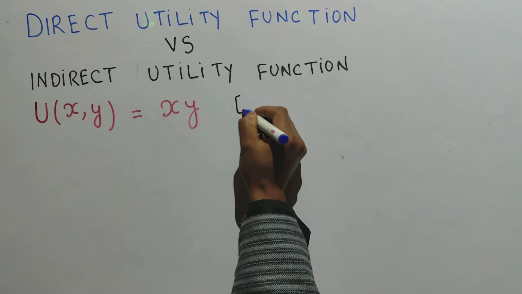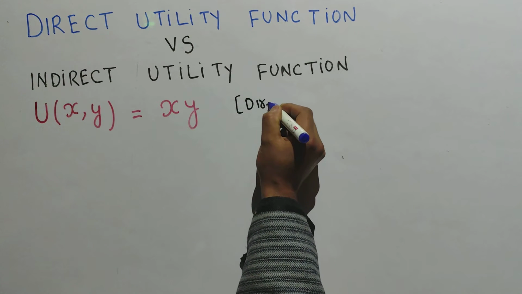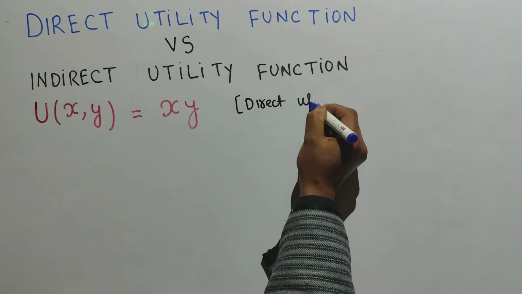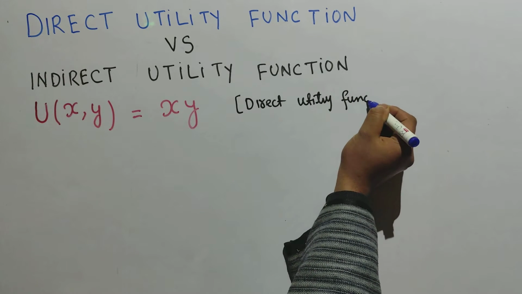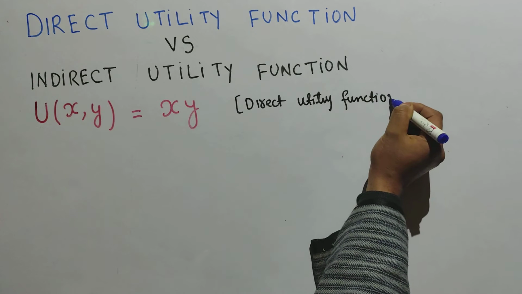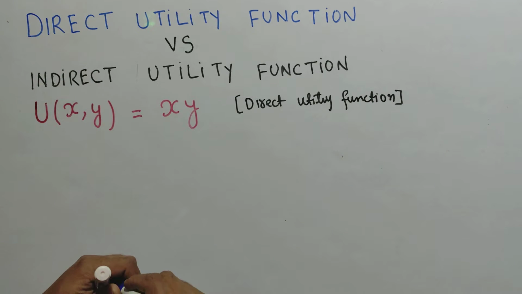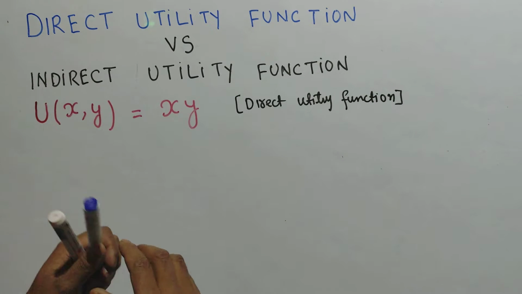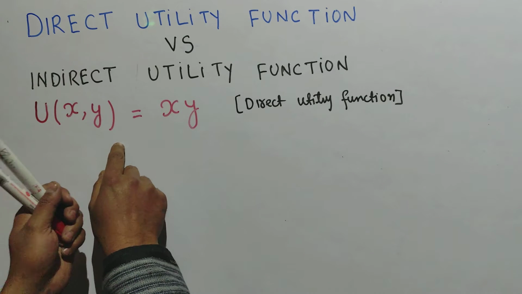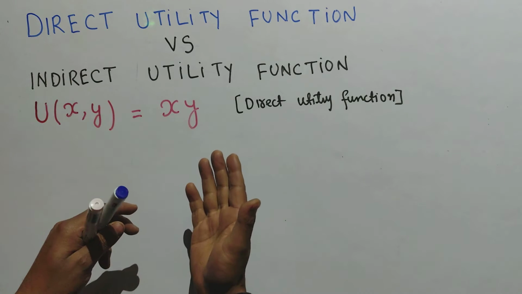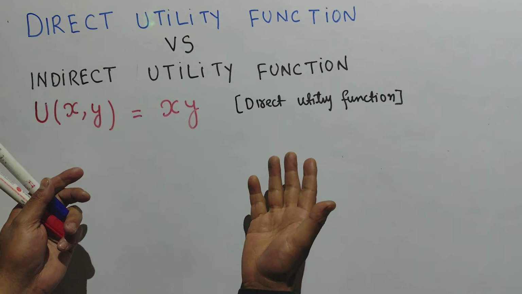Let me write it here. We call it direct utility function. And why do we say that this is the direct utility function? Here you can see that utility directly depends upon the quantities of good X and Y the consumer chooses.